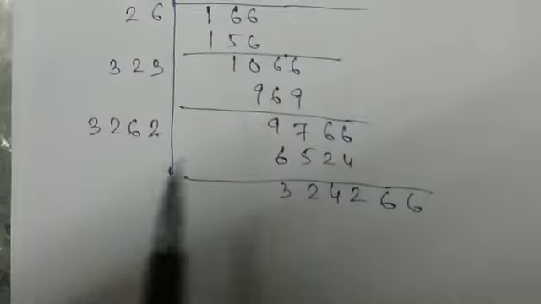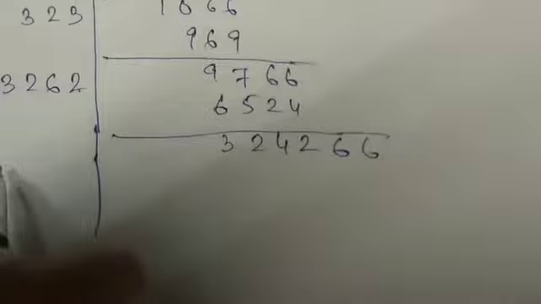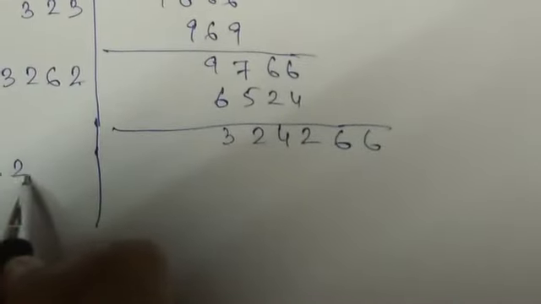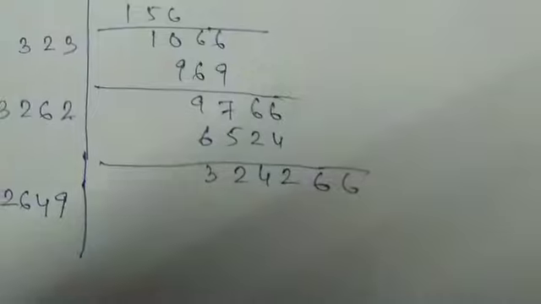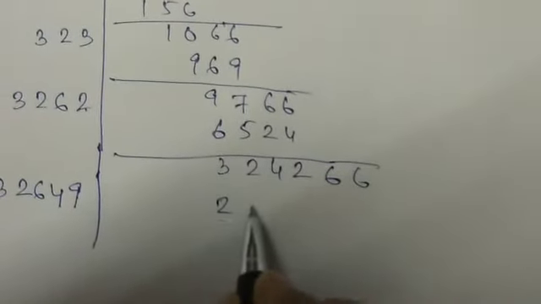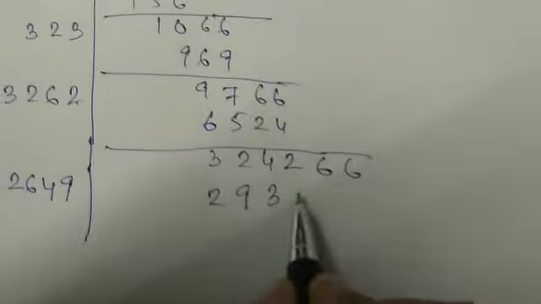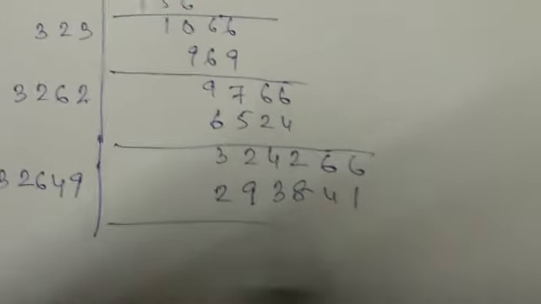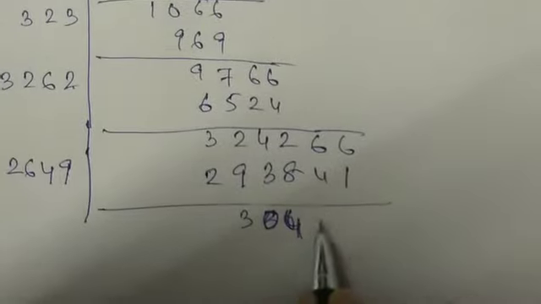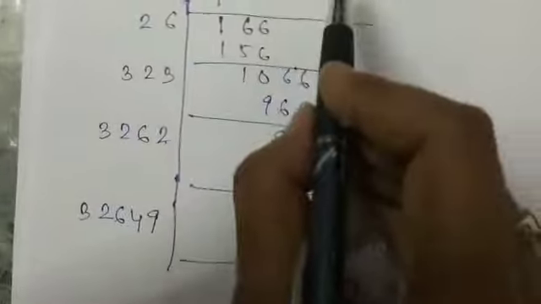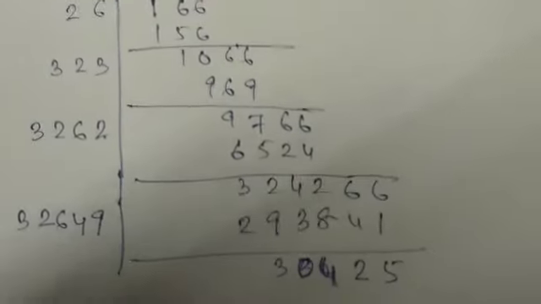1 6 3 2 you make double, so it would be 3 2 6 4. There I have tried. If we place here 9, then maximum there will be 9 and the number comes 2 9 3 8 4 1. 3 0 4 2 5 and no more is required because we need to find 3 decimal place. So already we have taken a 4 decimal place.